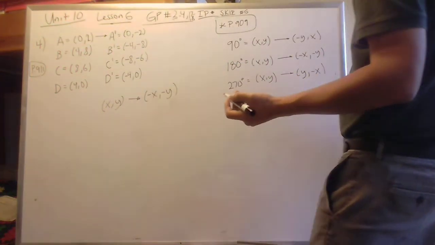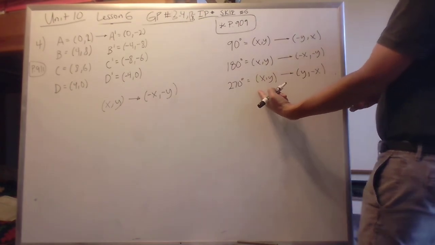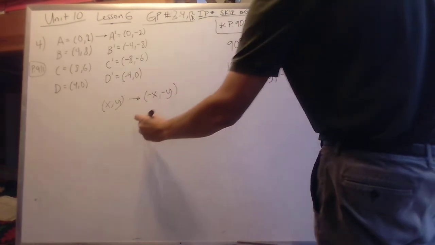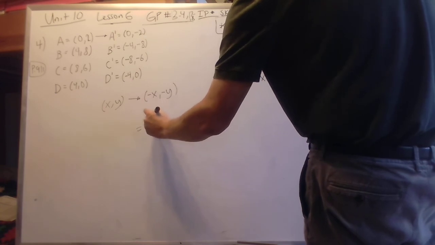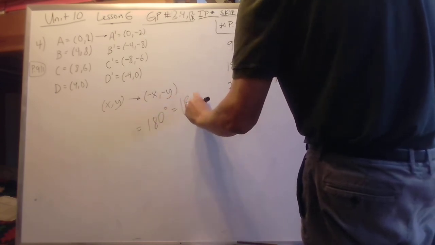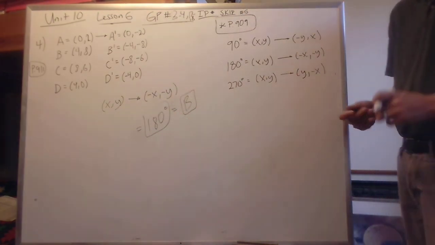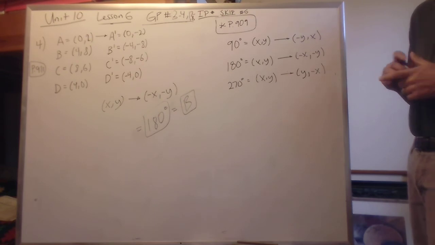So what kind of rotation would that be if we go from x, y to negative x, negative y? And it looks like it would be 180 degrees. So I believe that is choice B in your textbook, but it's a 180-degree rotation around the origin.